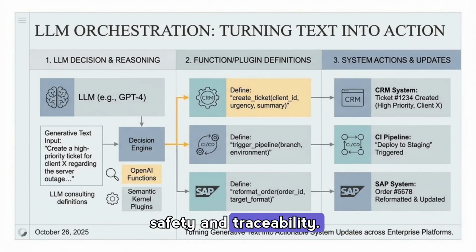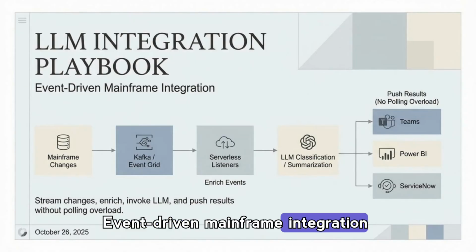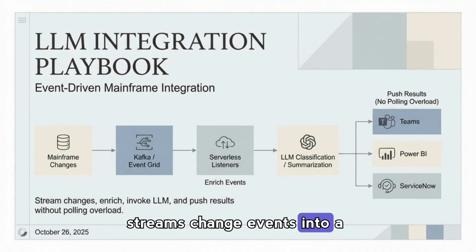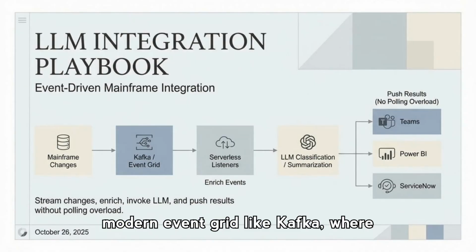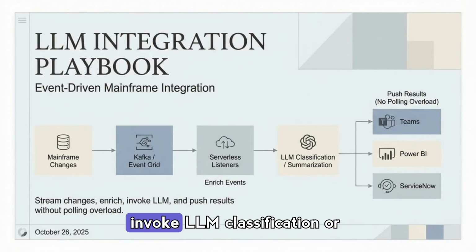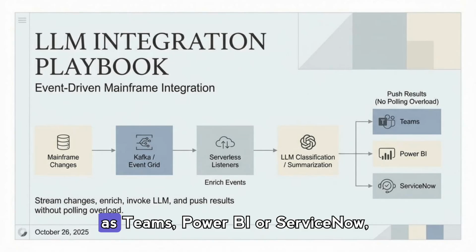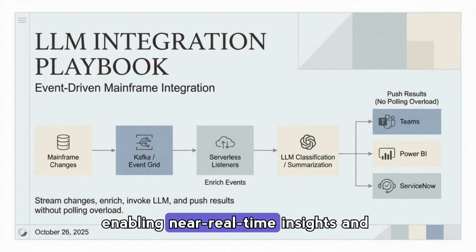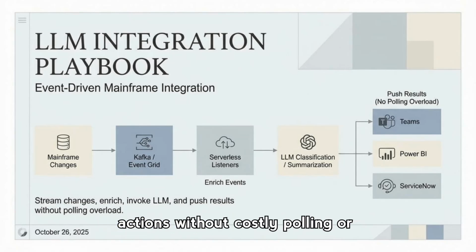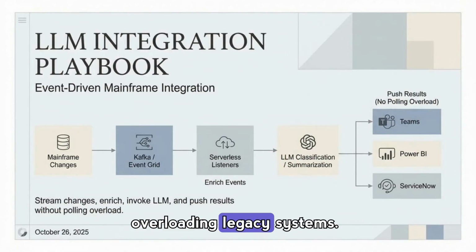Event-driven mainframe integration streams change events into a modern event grid like Kafka, where serverless listeners enrich and invoke LLM classification or summarization. The enriched outputs are then pushed to consumers such as Teams, Power BI, or ServiceNow, enabling near real-time insights and actions without costly polling or overloading legacy systems.